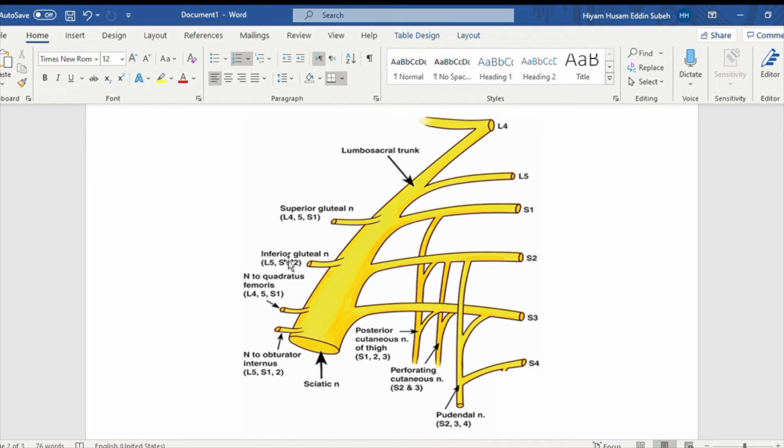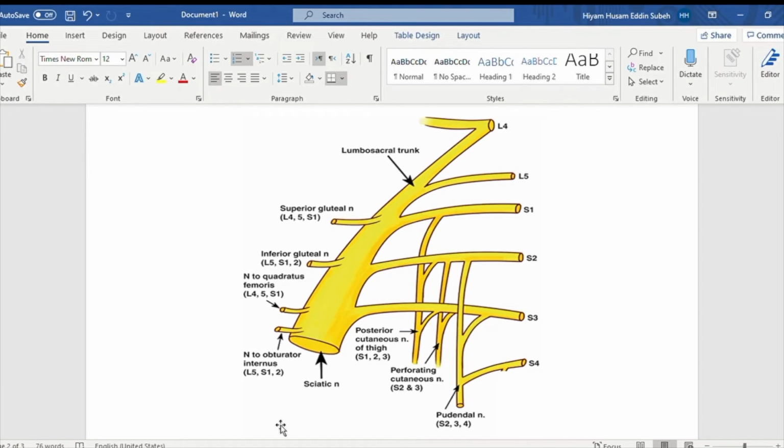Then, for the inferior gluteal nerve, what you're going to do is add 1 to each nerve root of the superior gluteal nerve. So the L4 becomes an L5, the L5 becomes an S1, the S1 becomes an S2, okay? So that's how you would go for the major nerves of the sacral plexus.